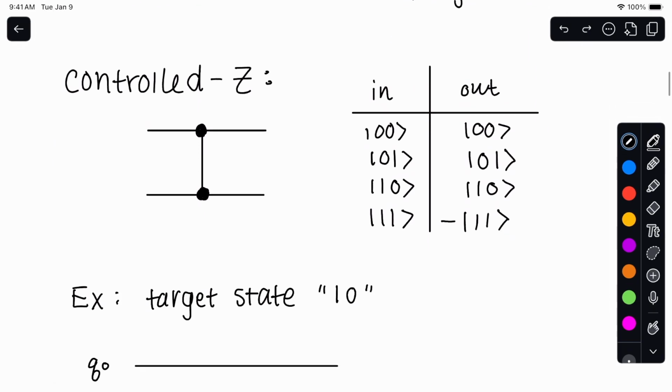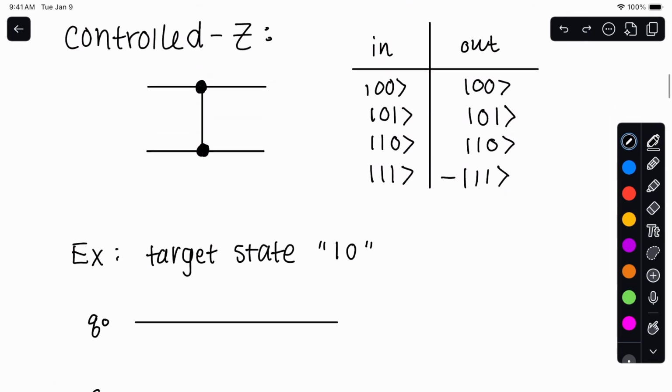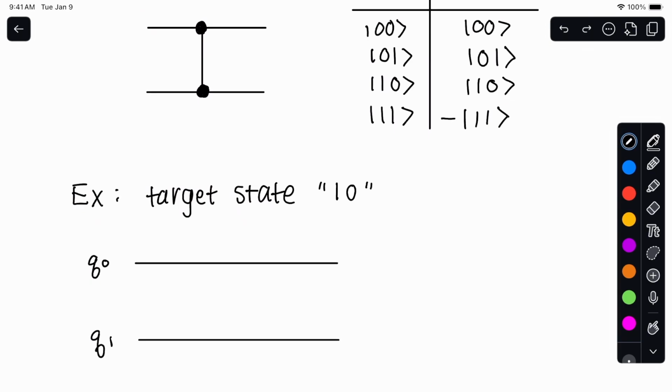So if we want to turn this into a phase flip gate, for example, for the target state 1-0, we want to turn the state 1-0 into the 1-1 state. Then we can apply the controlled Z gate, which will flip the phase of the 1-1 state. And then we want to revert back to the original state. So for this one, we have the state 1-0 that we want to flip. And just as a reminder, the least significant bit will be Q0, and then it goes up from there.